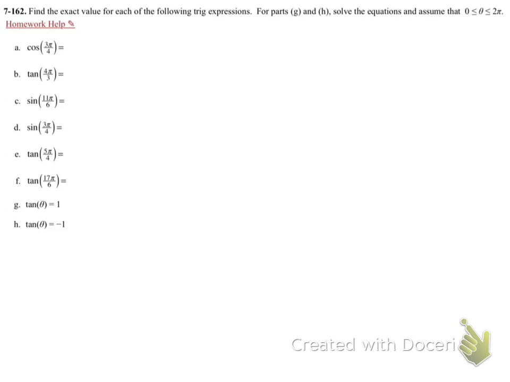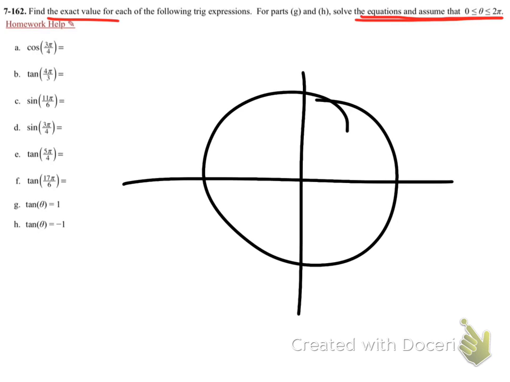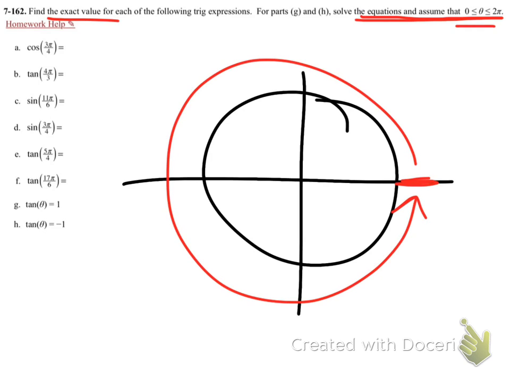Problem 162 wants to take a look at some exact values of these trig expressions, and we're to take a look at this when we have this domain. So what that means is if I look at the unit circle, anywhere between 0 radians and 2 pi radians, that's what that domain means. So essentially we're talking about one time around the unit circle. Can't go more than one time around the unit circle.